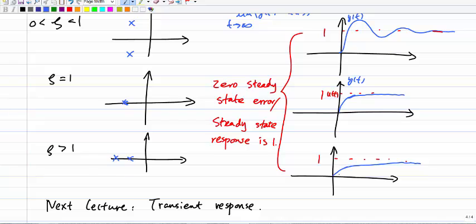When theta is greater than 1, we have over damping. It just takes a little bit longer for y to approach the steady state, which is 1, but the error is still 0.